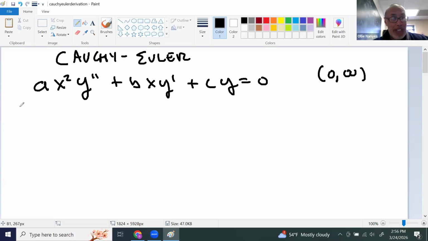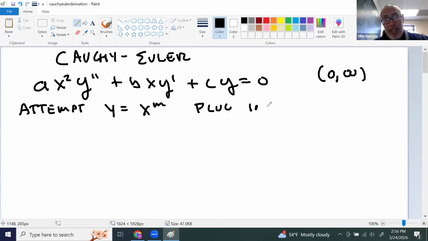And the way this is usually attacked is you attempt y equals x to the m and plug in. Now, for right now, you can think of m as a real number if you want, but it could really be a complex number. So if you take the first derivative, and that does apply for complex numbers as well, and the second derivative, this is just Calc 1 stuff.